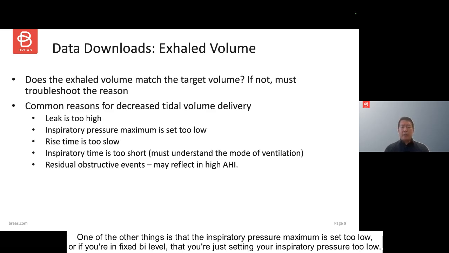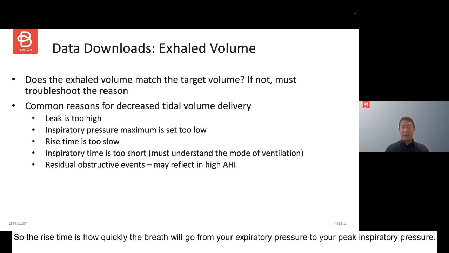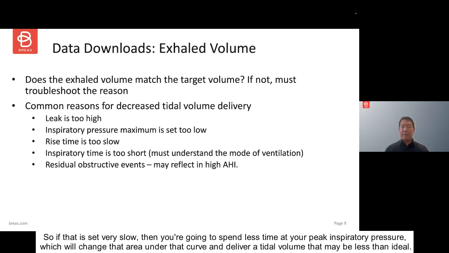One of the other things is that the inspiratory pressure maximum is set too low, or if you're in fixed bilevel, that you're just setting your inspiratory pressure too low. This may limit the tidal volume delivery, particularly for patients with a very stiff chest wall or very stiff lungs. Another is if the rise time is too slow. The rise time is how quickly the breath will go from your expiratory pressure to your peak inspiratory pressure. If that is set very slow, then you're going to spend less time at your peak inspiratory pressure, which will change the area under that curve and deliver a tidal volume that may be less than ideal.